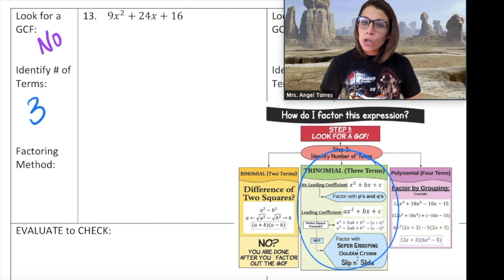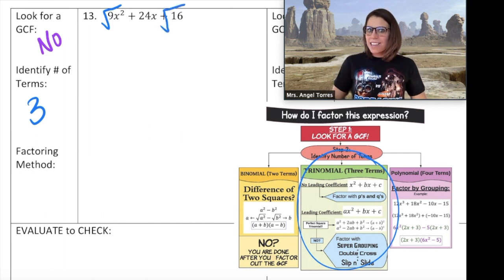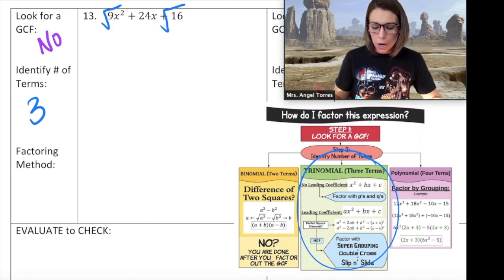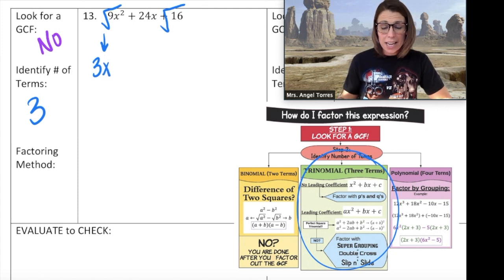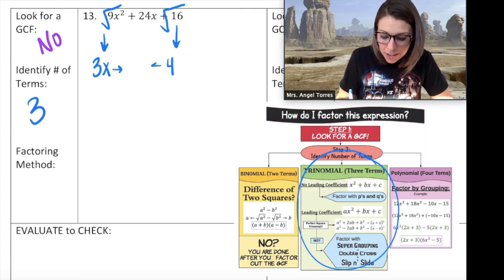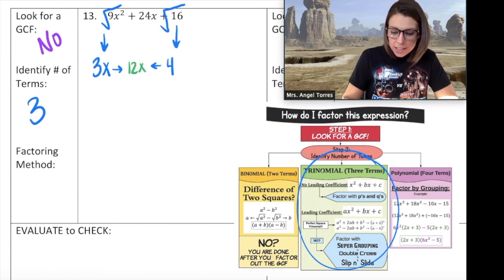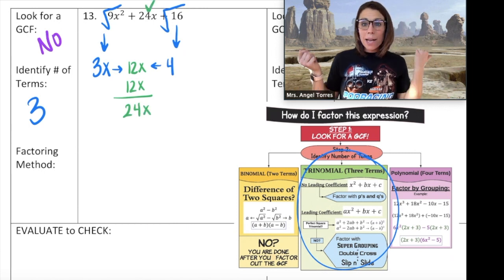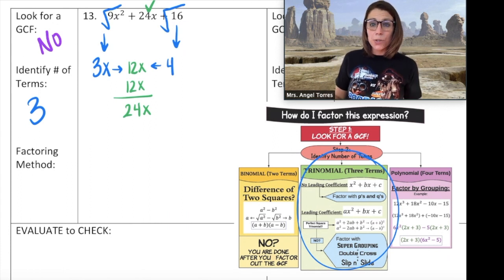Is it a perfect square trinomial? Let's find out. Is 9x squared a perfect square? Yes. Is 16 a perfect square? Yes. Okay, that means we get to test the middle term. So the square root of 9x squared is 3x, because 3x times 3x is 9x squared. And the square root of 16 is 4. So we're going to multiply these together and see if they add up to the middle term. 3x times 4 is 12x, and 12x plus 12x does equal 24x. So this is a perfect square trinomial. Go ahead and finish factoring this perfect square now.